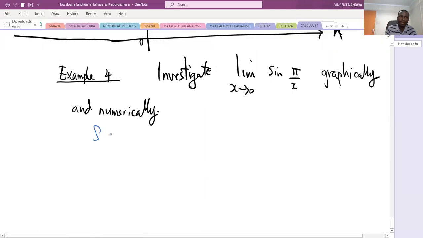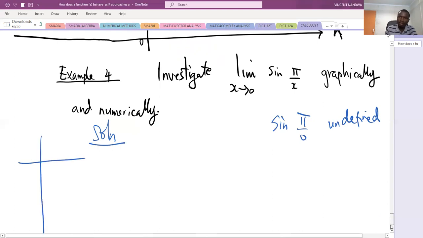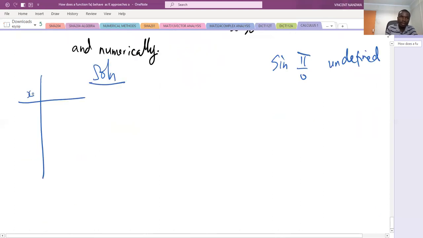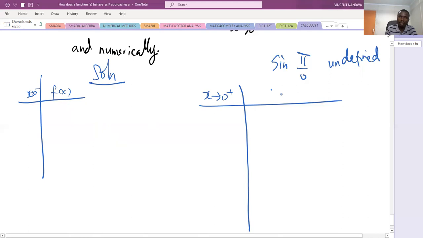So solution, one thing that you need to know is that if you put in 0 directly, then this will not be defined because we have pi over 0. We don't divide by 0. So sine pi over 0 is undefined. Therefore, we need to investigate the values of the function closer to 0. So let's have a table of values. Say x approaching 0 from the left, then f of x. And then we have another table, x approaching 0 from the right, and then f of x.